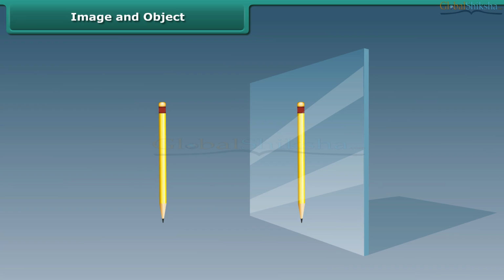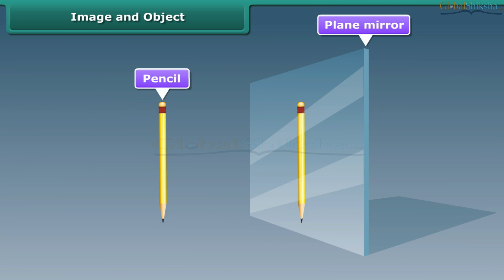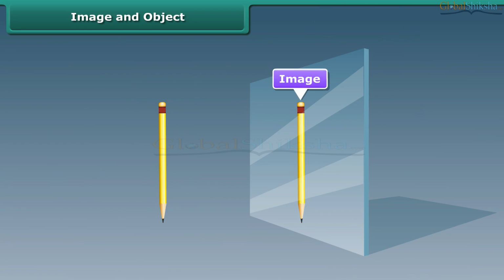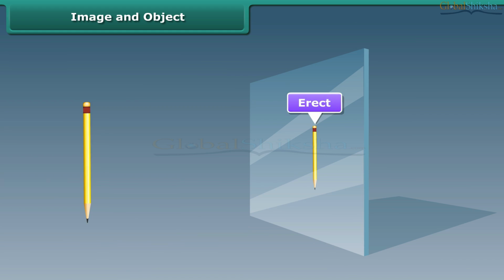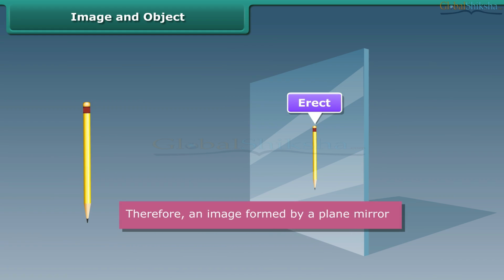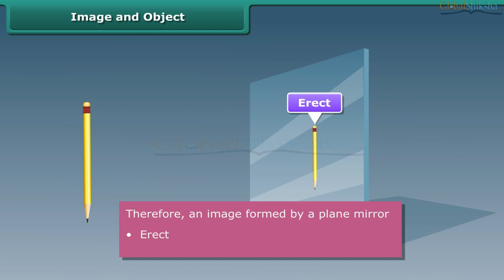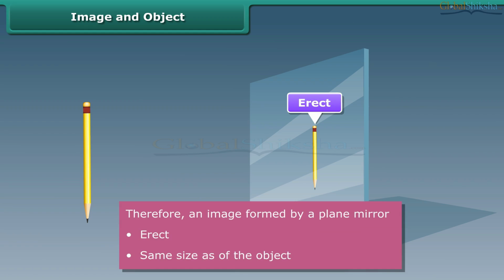Image and object. Take a plain mirror and place a pencil in front of it. The pencil which appears behind the mirror is called an image, and the pencil itself is called an object. What happens if we place the pencil at different positions in front of the mirror? Well, the image will remain behind the mirror. Such an image is called erect. Therefore, an image formed by a plane mirror is erect and of the same size as the object.